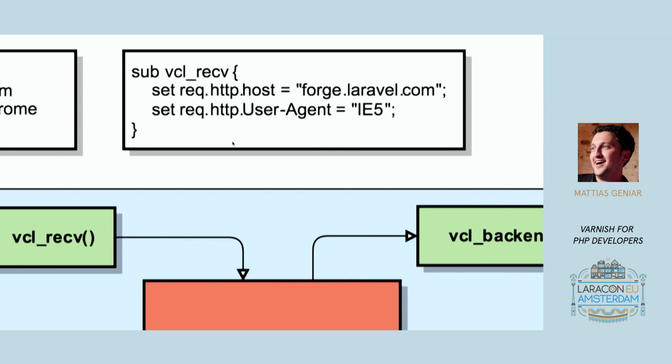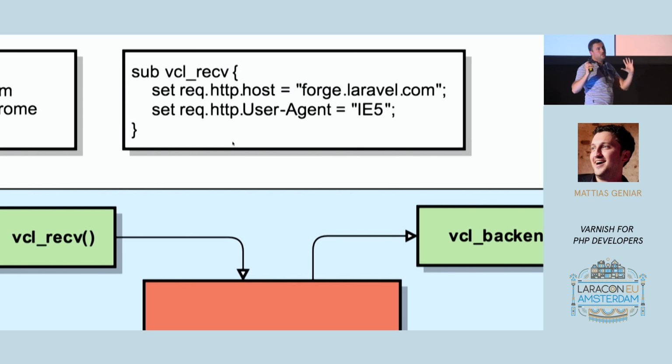The very first routine that Varnish is going to hit is called VCL receive. And in that, before Varnish will do a lookup in its cache, before it will even send off the request further on, you can manipulate whatever is coming in. So you can say to Varnish that despite that the user was actually trying to load Laravel.com, we will make Varnish think, by just updating the host header, that it's going to be looking for forge.laravel.com. And the user claimed to be Chrome, but we will make Varnish think that the user is now an IE5.